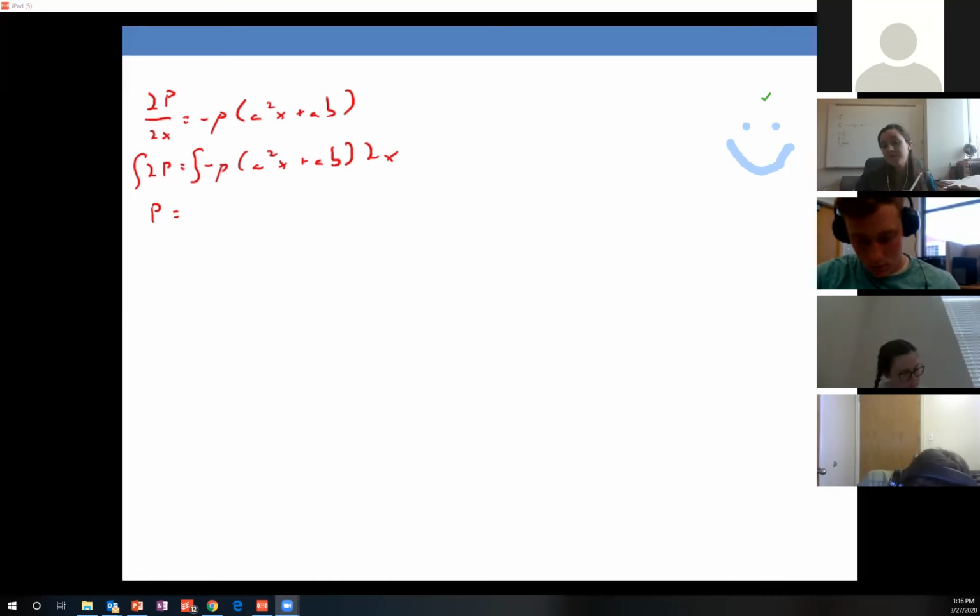It will be an indefinite integral, but remember this is a multivariable differential equation we're solving. So the constant will be a function of y.